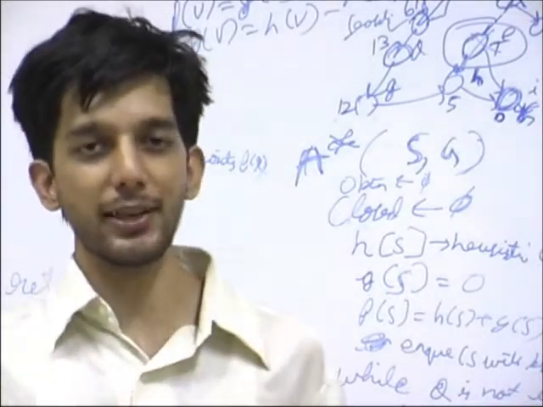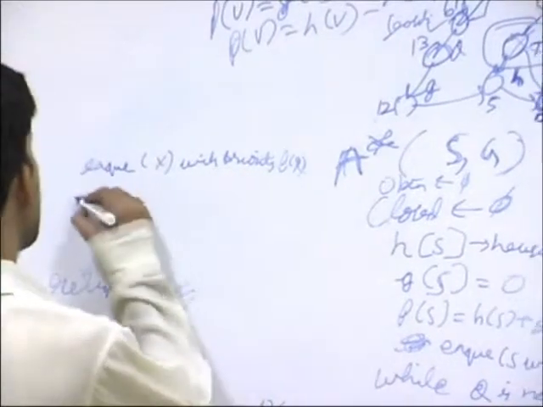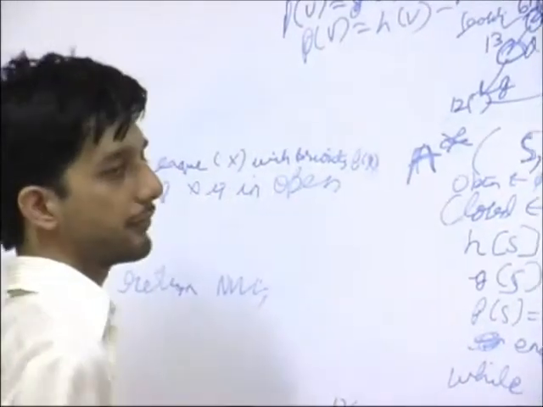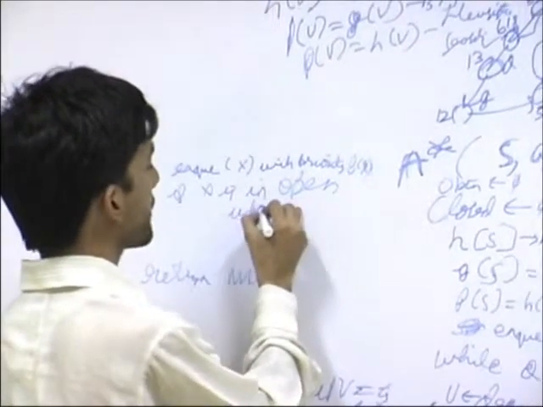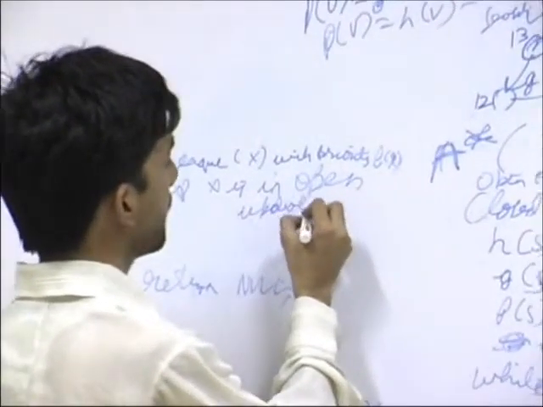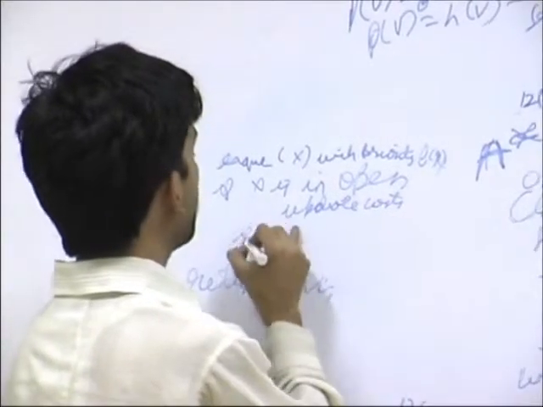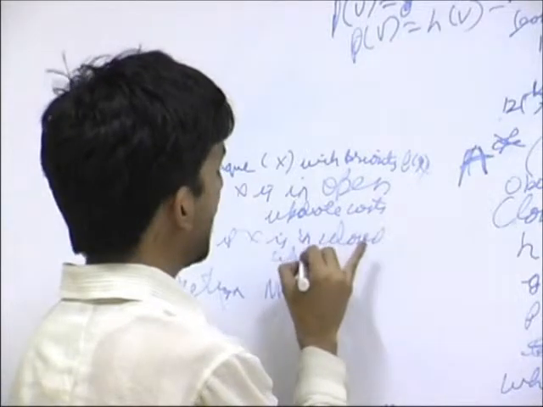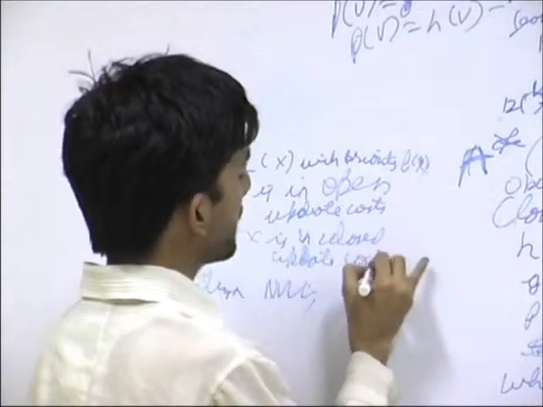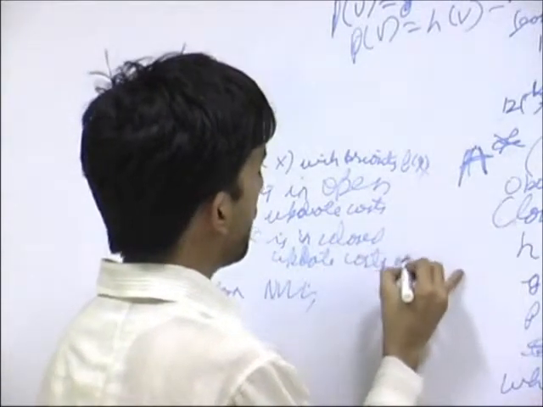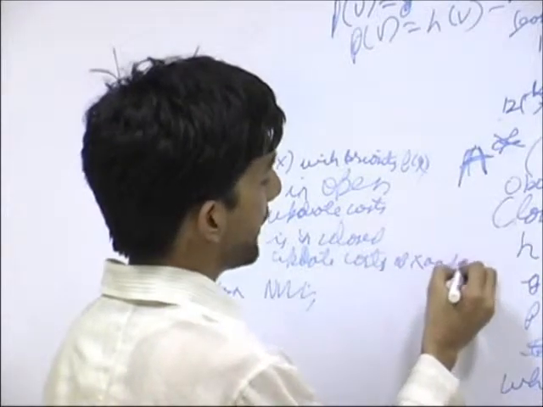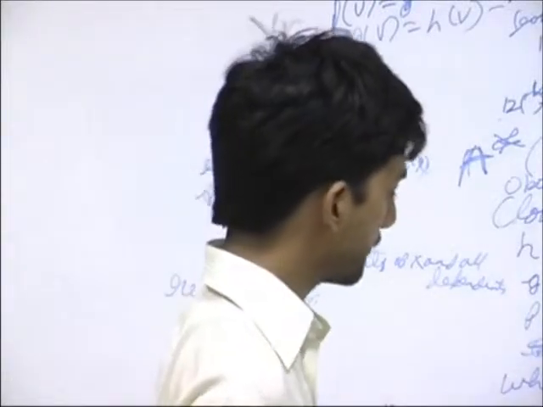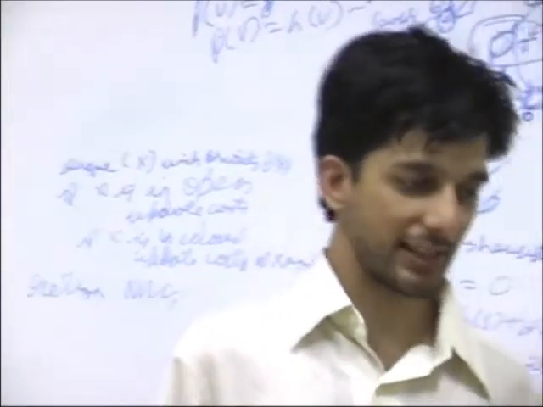If it's an open node, I only need to update the cost. So I basically say if x is in open, I'll just update cost. And if x is in closed, I'll have to update the cost of x and all dependents.